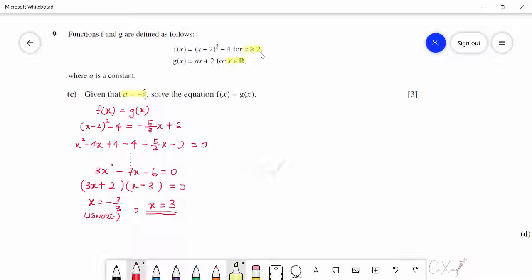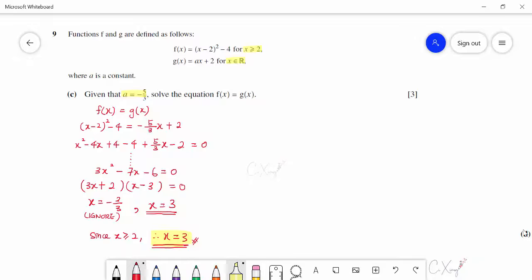Okay, the range of the domain is x greater or equal to 2, so we only accept this answer. All right, so you have to double check before you decide the final answer. Since x is greater or equal to 2 from the domain, we accept x equals 3 as the final answer. All right, so this is how we complete this question.